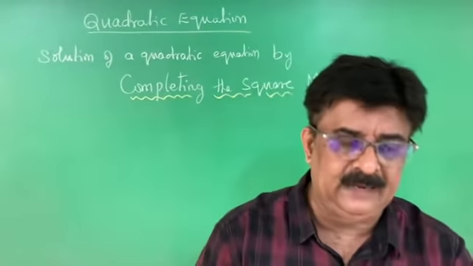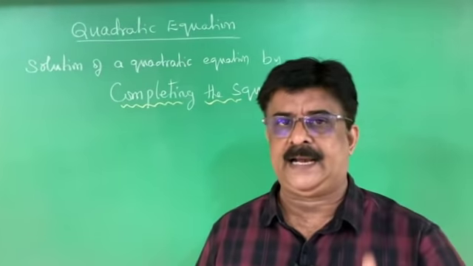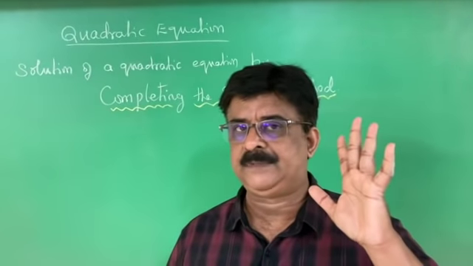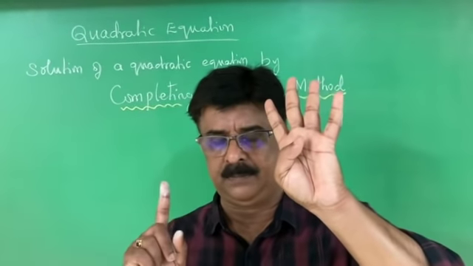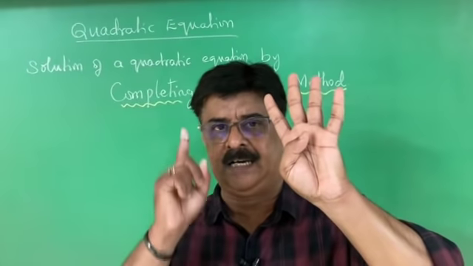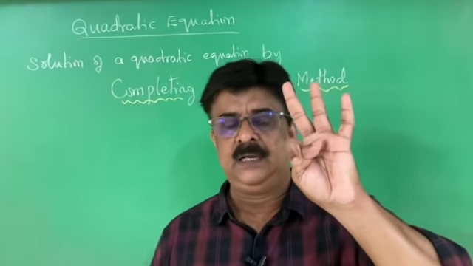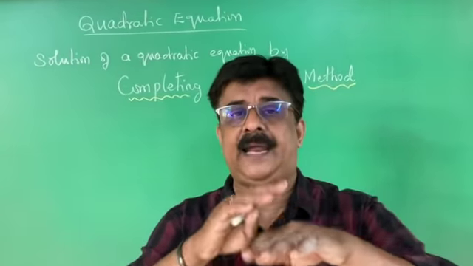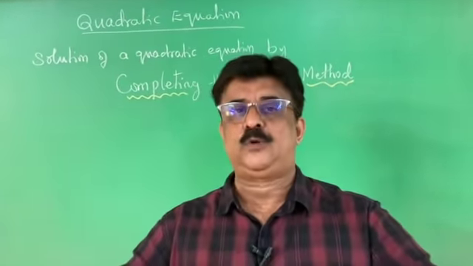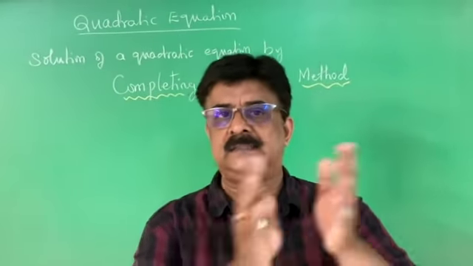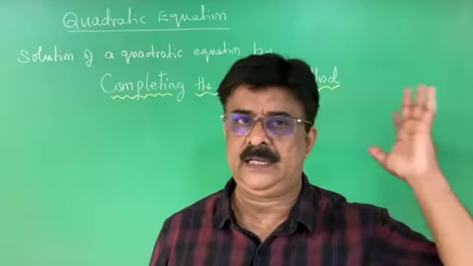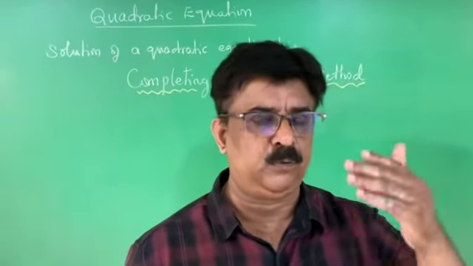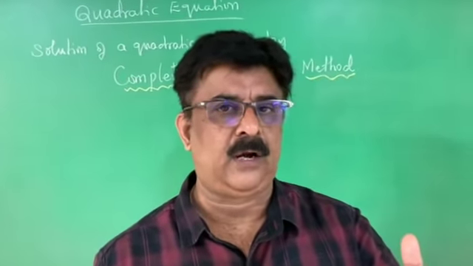Now I am going to derive the formula for the roots of the quadratic equation by the method called completing the square method. Which are the steps involved? Standard form. First step, make the coefficient of x square as 1. Take the coefficient of x and take half of that value. Square that. Add once and subtract once and then simplify. You get the roots of the quadratic equation. Same method we are going to adopt to derive the formula for the roots of the quadratic equation.